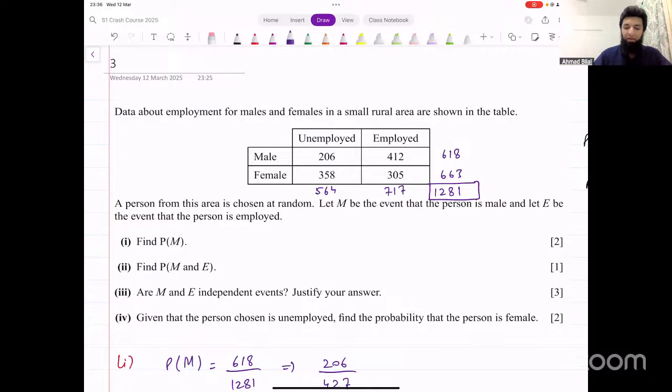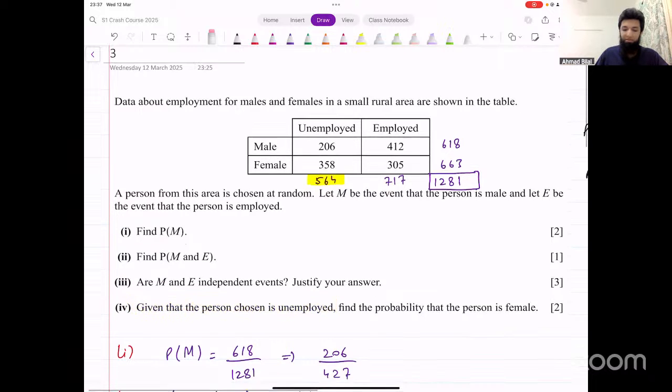In this case, what are they saying? Given that the person chosen is unemployed. So we know that the person that we are talking about is unemployed. So the person has to be someone out of these 564 people. So that should be the denominator of your probability, right? 564 should be the denominator. Out of these 564, what's the probability that the person is female? 358 over 564, that's the probability. That's a quicker and easier way of doing this. If you want to use the formula, that's the other possibility.